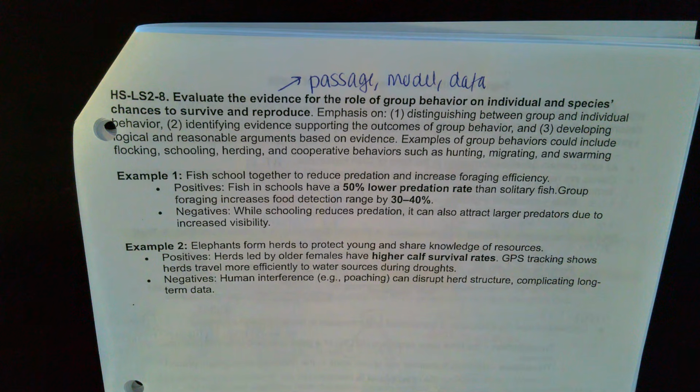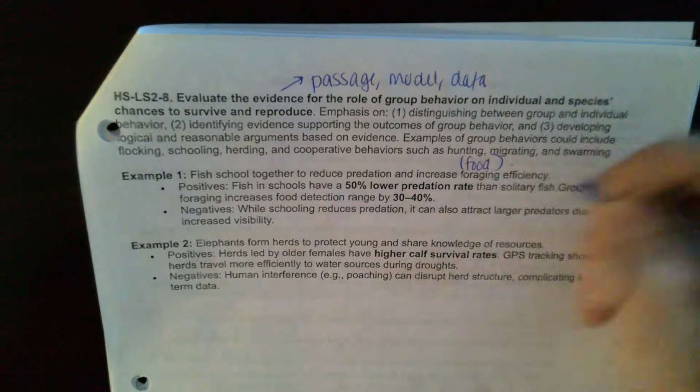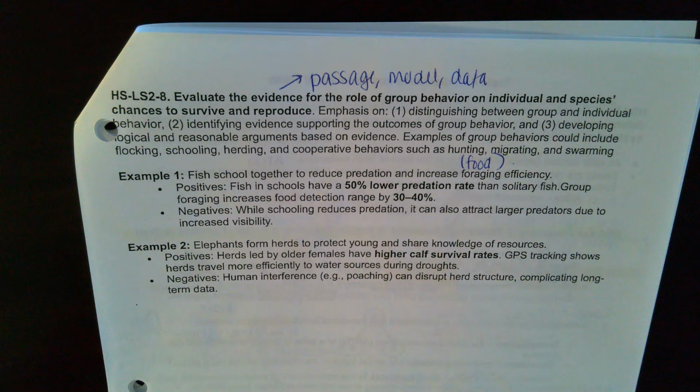So first one, fish school together to reduce predation and increase foraging efficiency. Foraging is looking for food. When a lot of fish are together in a group, predators are going around and they're like, oh my gosh, that's a huge fish. Meanwhile, it's just a lot of little fish together. That protects them because they're like, hey, that's big. I don't want to go over there. I'm scared of that. It also allows the fish to better look for food because there's lots of them, and increases how well they are doing in terms of collecting that food.